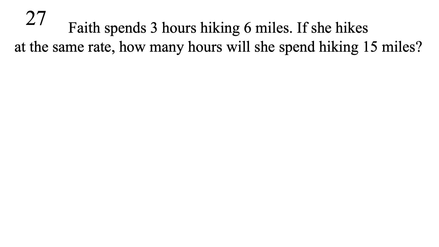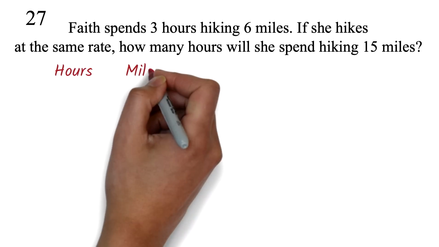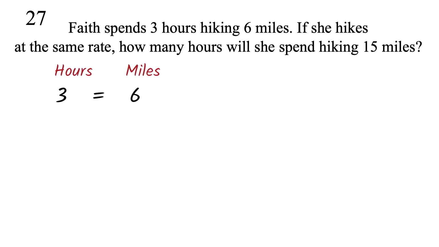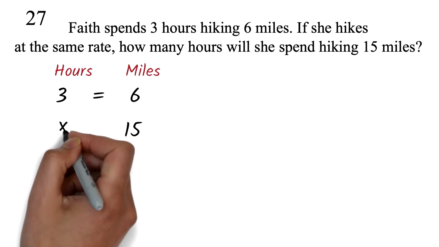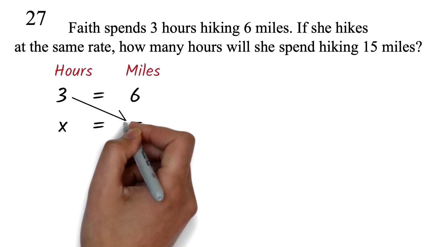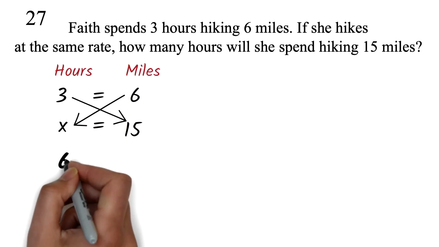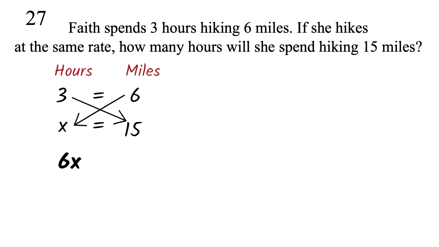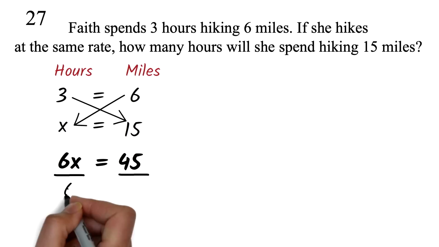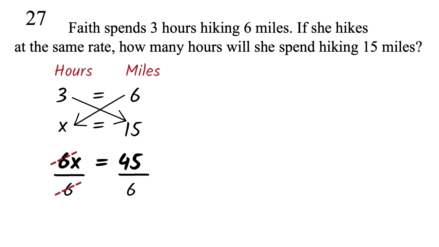Okay, let's solve it. We have our hours here and miles here. 3 is to 6. Since we know the miles, 15, we'll put it here. Since we don't know the hours, which is what the question is asking for, we will represent it with X and solve for X. We cross multiply. 6 times X is 6X. 3 times 15 is 45. We will now divide both sides by 6. The 6 will cancel out. 45 divided by 6 is 7.5. This is 7.5 hours, which is the same as 7 hours 30 minutes.